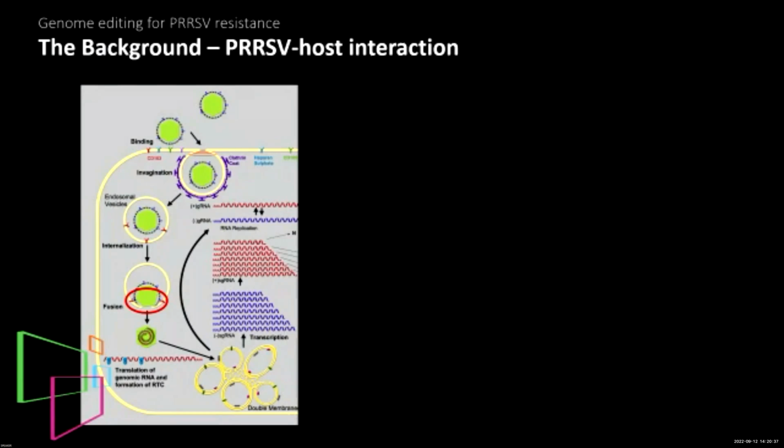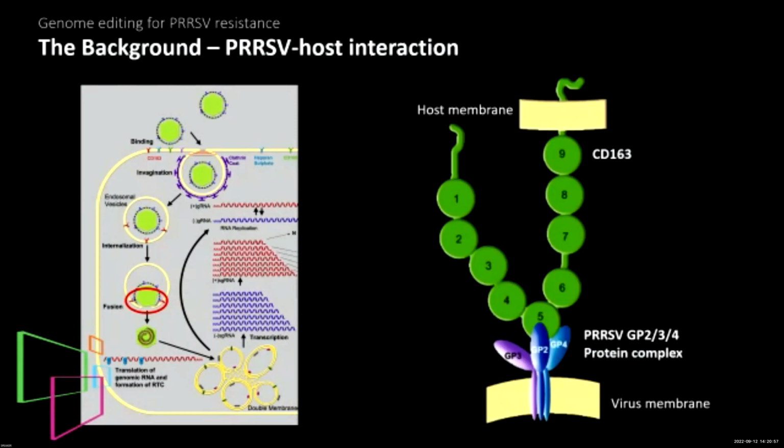So the good thing is, also from an evolution perspective, the virus is already inside the cell, and if it would continue on this path and couldn't escape, it would be destroyed by the cell because it wants to reuse the building blocks of this virus. So that makes it very interesting. And we know that the receptor in here is a protein called CD163. It is a protein that has a structure that looks like 9 beads on a string, and only bead number 5 interacts with the PRRS virus.